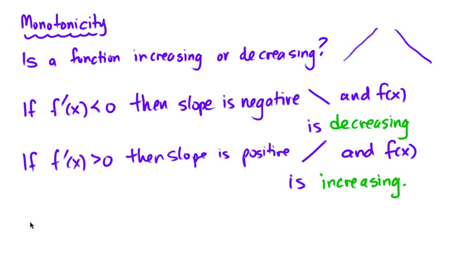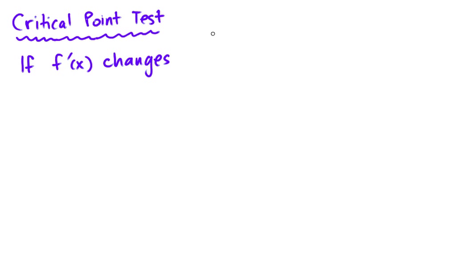You'll notice that if we found a function where it was increasing and then it became decreasing, or was decreasing and then it became increasing, at the point where it switches, we could have a maximum or a minimum. Those are called critical points, and there is a test called the critical point test. The critical point test deals with if the derivative changes from either positive to negative or negative to positive, we can end up with these local maximums and local minimums.